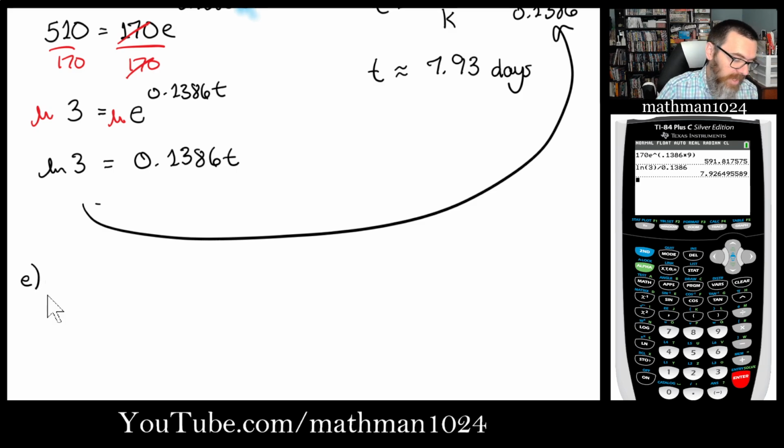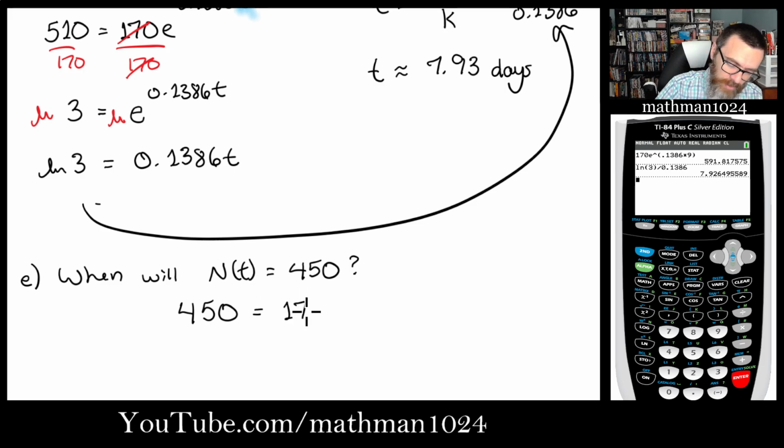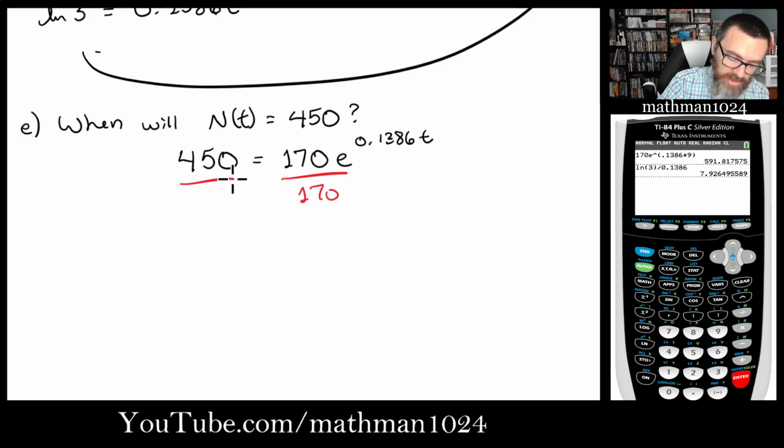Now, the last part here asks, when will the mass be 450? So when will the function value equal 450? Well, that's pretty much like the last thing that I showed you right here, except having 510, because we're talking about tripling, we're looking for a very specific value, which is 450. So we'd be solving 450 is equal to 170 e to the 0.1386t. Really, you do one of these problems and you've done them all. They don't really change too much on us.